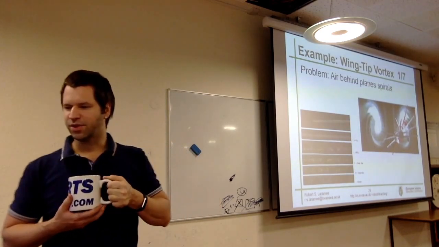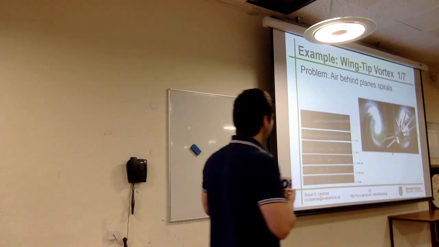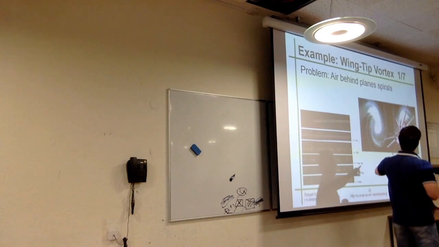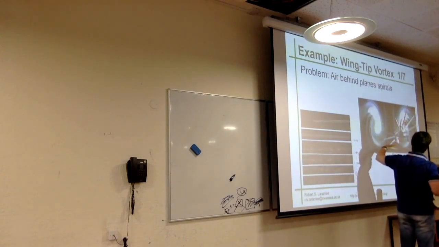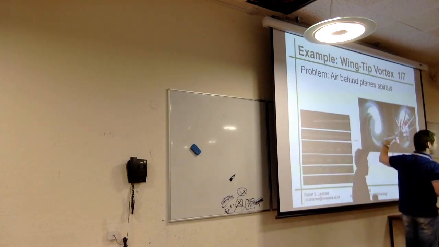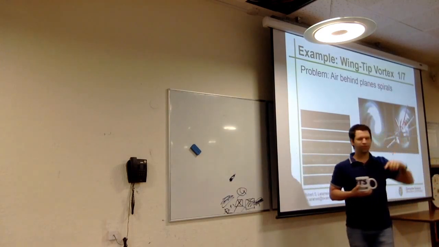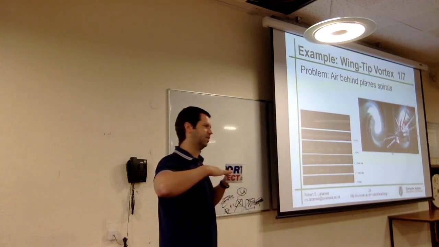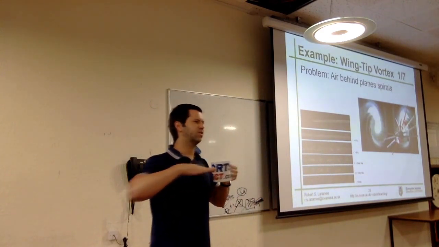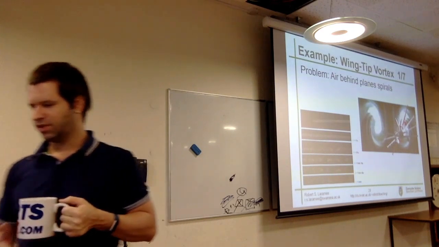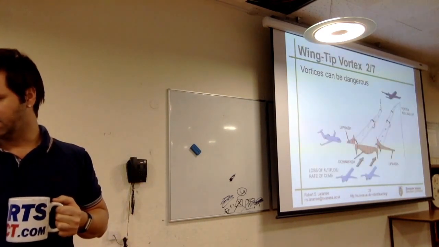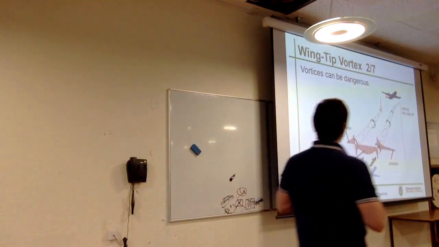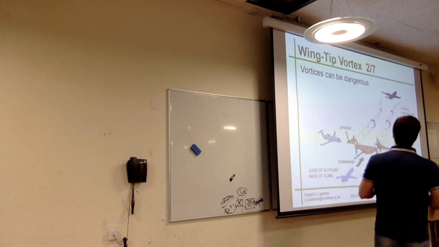Here's another application, and we saw this already in one of the videos. When a plane flies, the air that passes the wing starts to spiral into vortices, right? Which can be dangerous if you happen to be on a plane right behind another plane, right? Because you could fly into those vortices and maybe something bad happens, right? So vortices can be dangerous. This is a schematic diagram of what they look like, right?